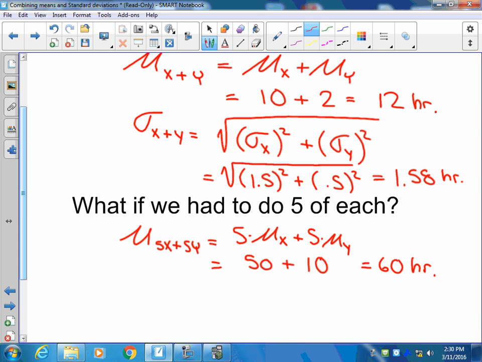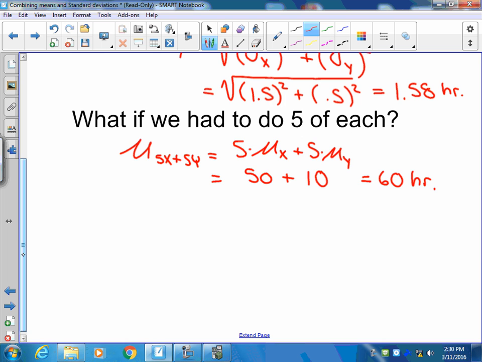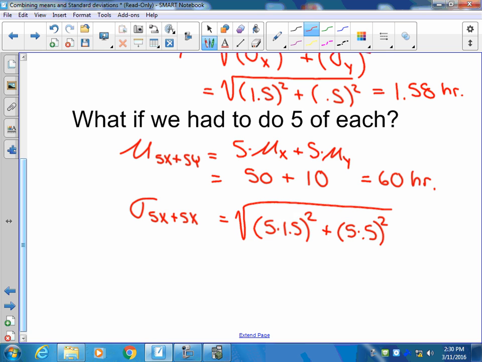Now, if we're looking at standard deviation of 5x plus 5y, okay, how do we deal with that? We want to apply the scale factor to the standard deviation, but then we have to turn it into a variance. Okay, apply the scale factor to the standard deviation, turn it into a variance, and then to get it back to a standard deviation, we square root at that point.